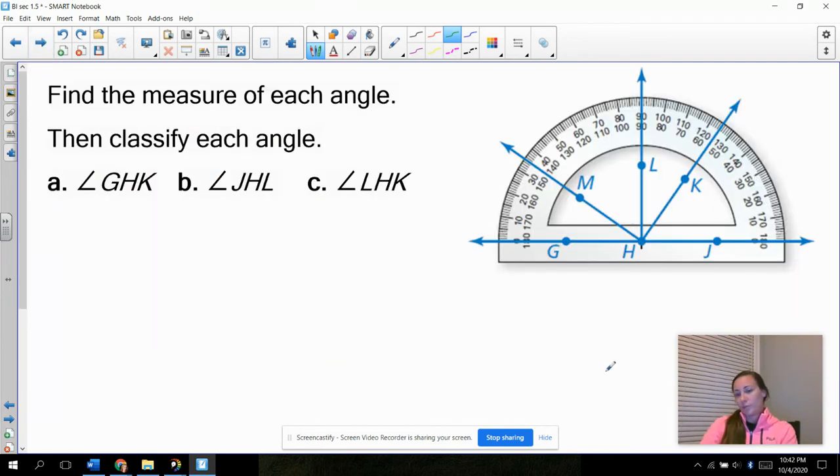All right, so back to the protractor that I kind of pointed out quickly earlier. Let's use these angles and practice measuring with a protractor. So the first angle here is GHK. So that's starting out here at G, going into the vertex H, and then coming back up here through K. All right, so this is the angle we're talking about, and I'll highlight it.